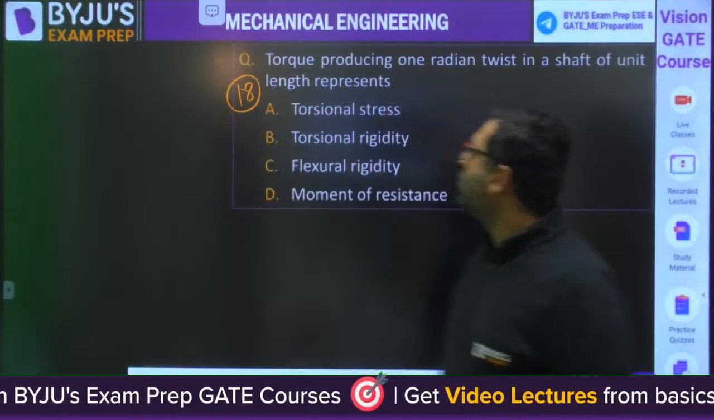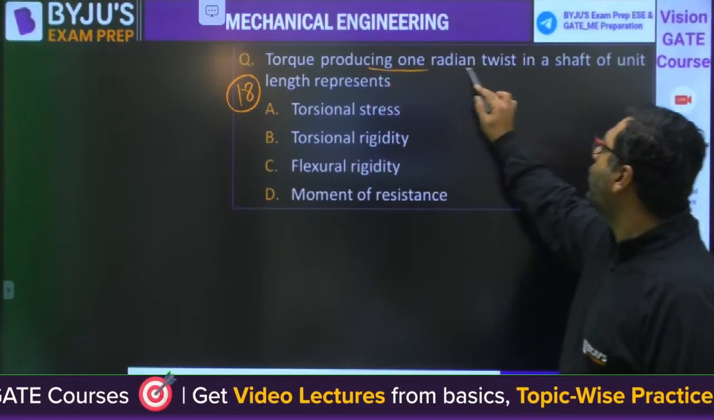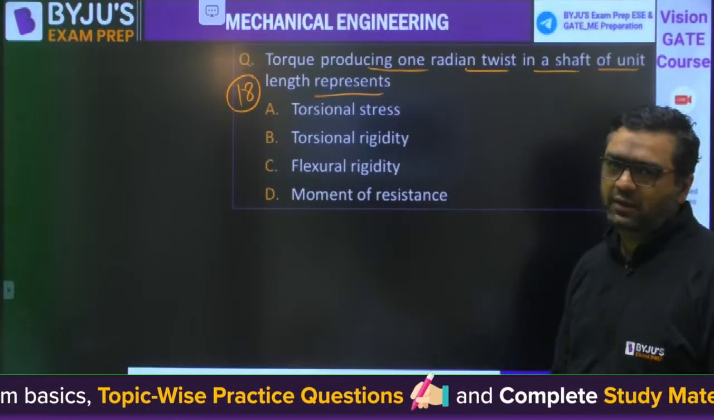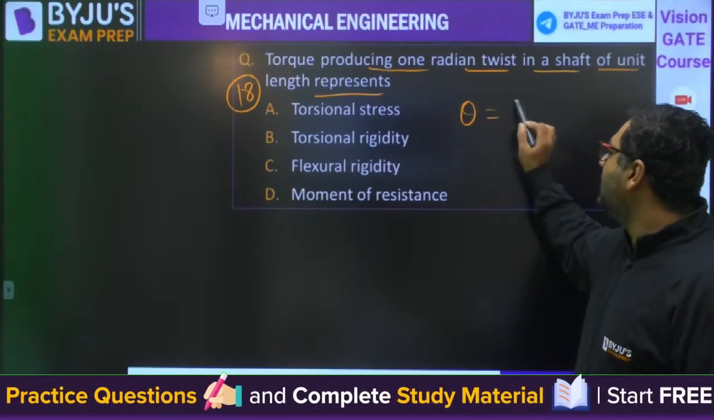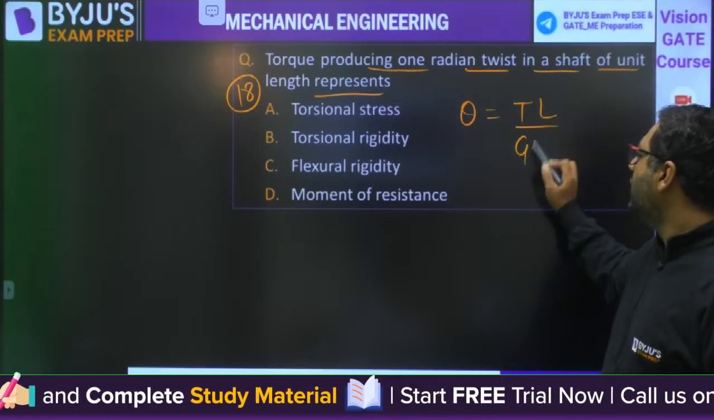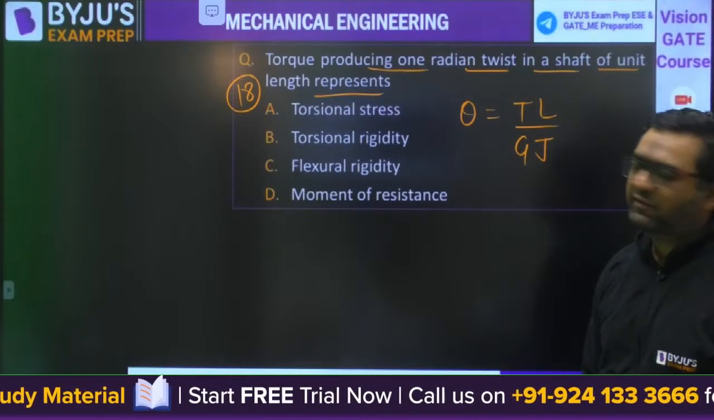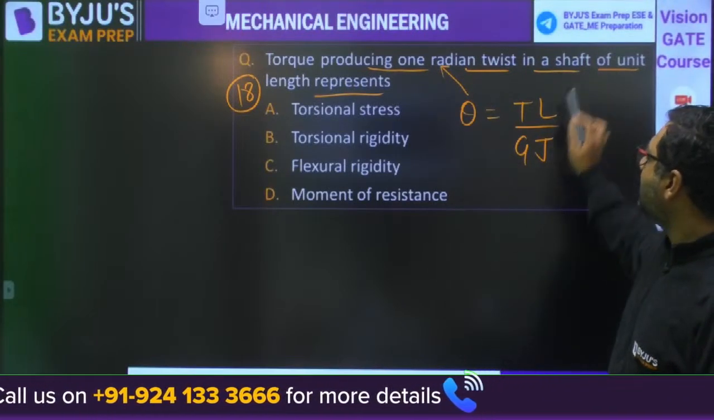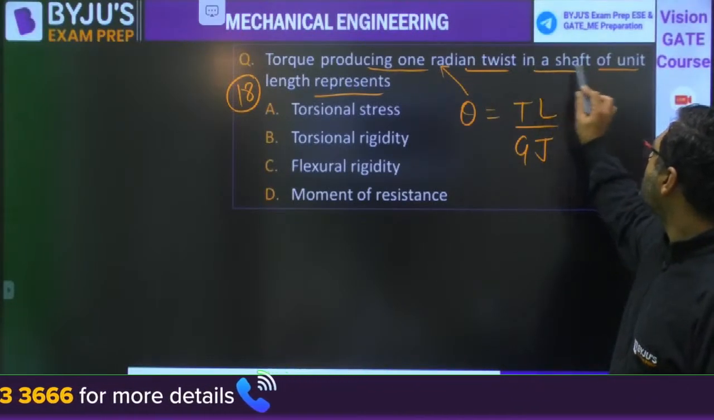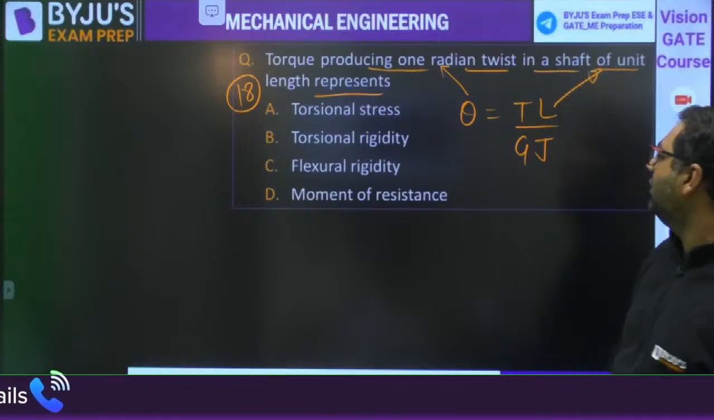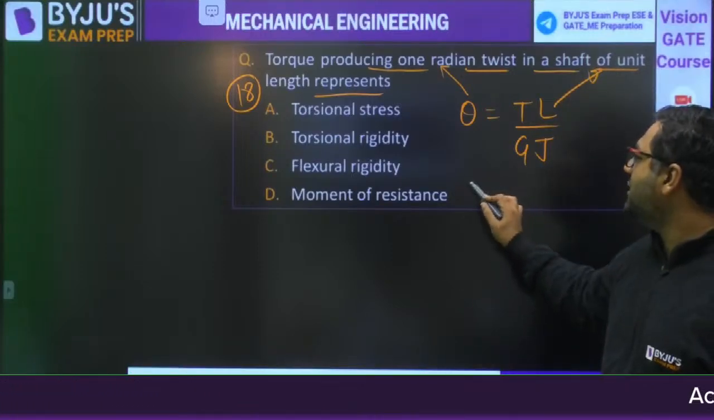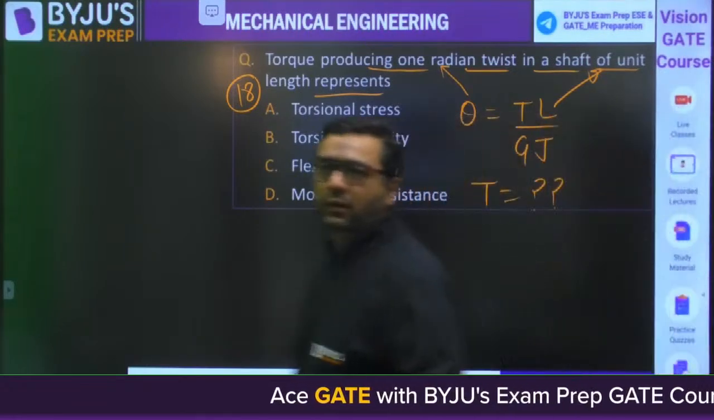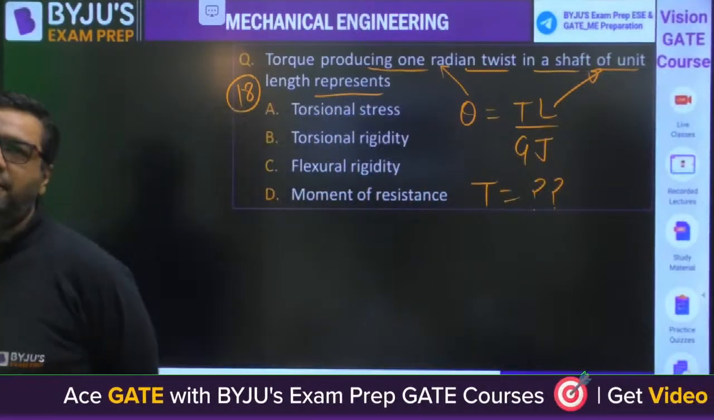So guys, this question is saying torque producing 1 radian twist in a shaft of unit length represents. You already know theta is TL by GJ. You just need to put the values of the given thing. They are saying theta is 1 radian. They are saying length in a shaft of unit length is 1. So they are asking then what is the torque for this shaft? What would be the right answer, guys?